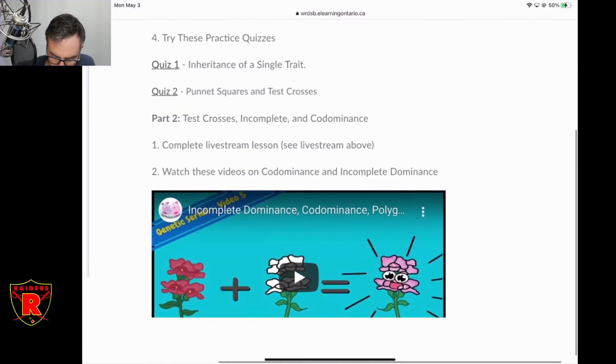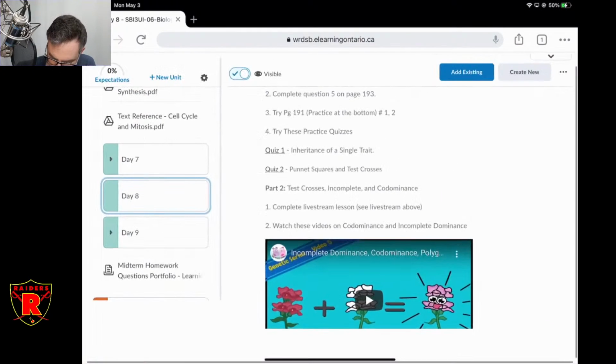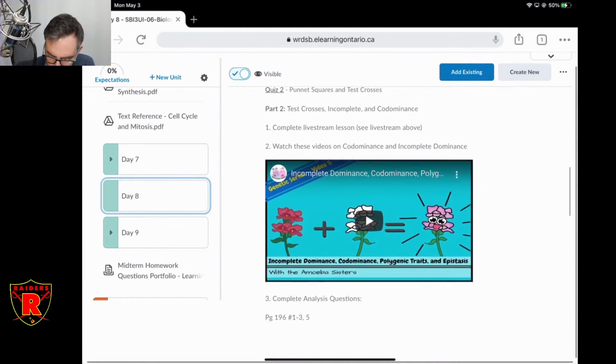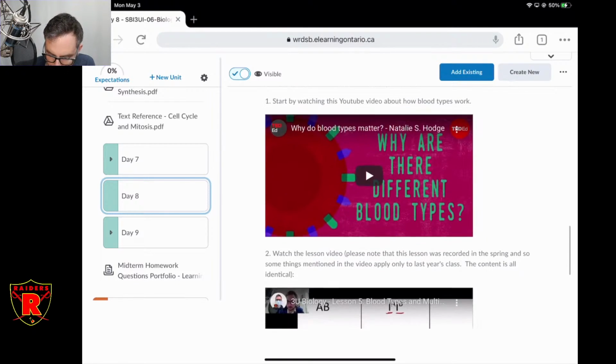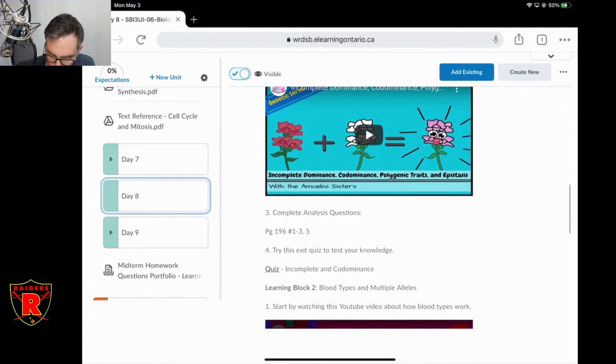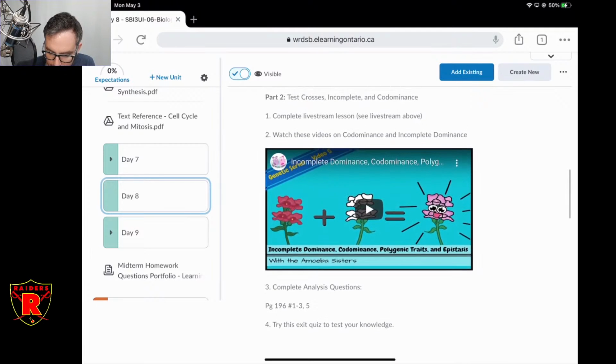Then what we're going to do together in the lesson is we're going to talk about, as I mentioned, test crosses and incomplete and codominance. So incomplete and codominance are two other types of inheritance.